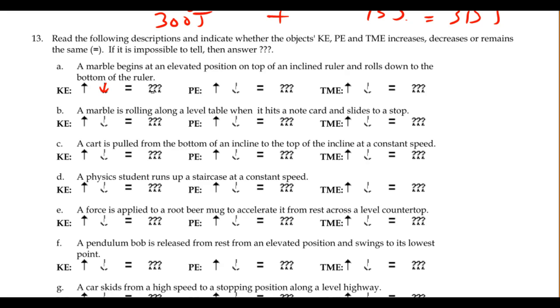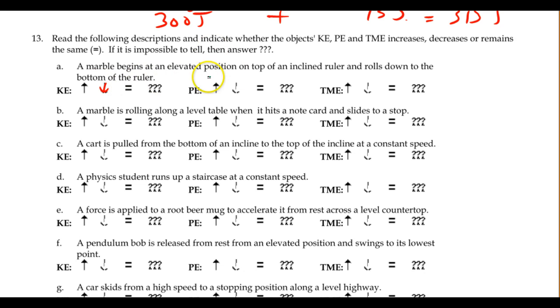Now, if it speeds up or slows down, that's going to tell us what happens to kinetic energy. If it stays the same velocity, we should have the same kinetic energy. If it goes higher, we're going to increase the potential. If it goes lower, we're going to decrease the potential. Total is the addition of the two.